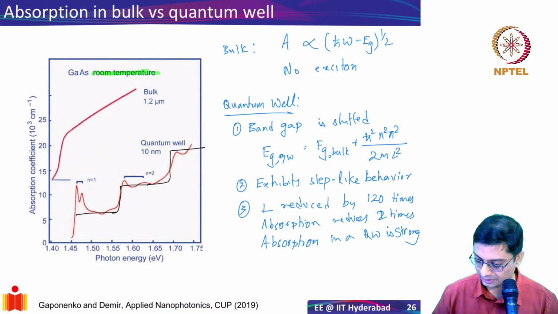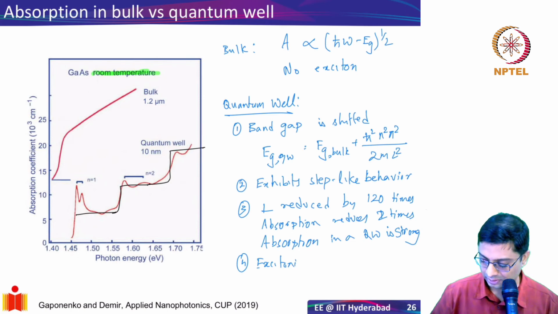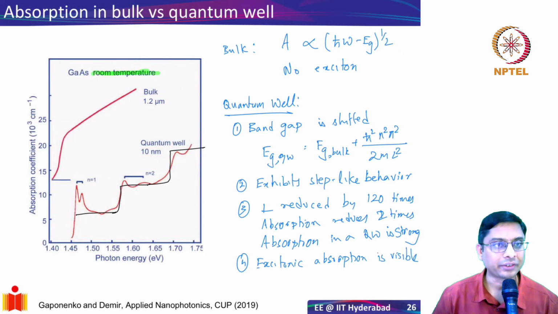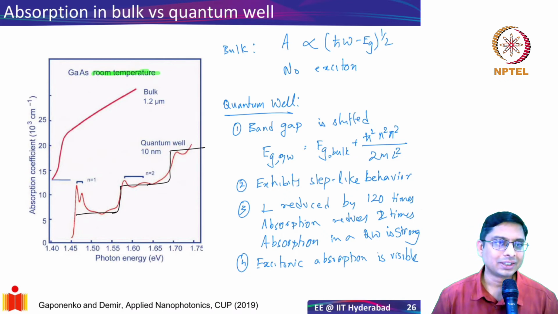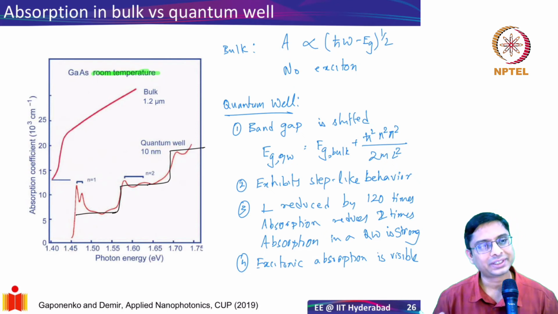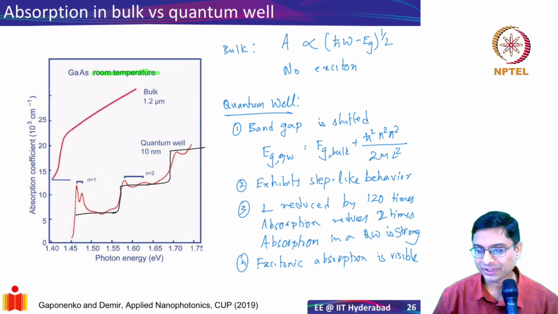So basically, excitonic absorption is visible or prominent, right? Even though it's room temperature. I already told you, because of the confinement in the nanostructures, the exciton binding energy increases, and because of that they are visible even at room temperature. Excitonic effects become important, and also that's why the absorption coefficients are stronger.